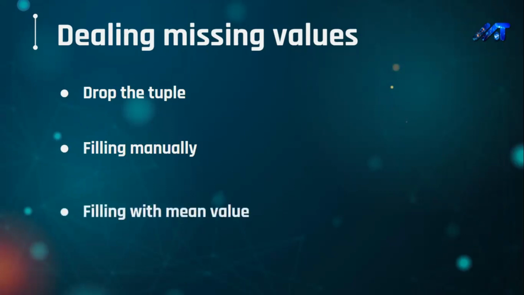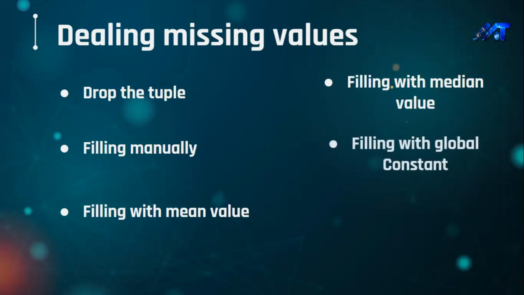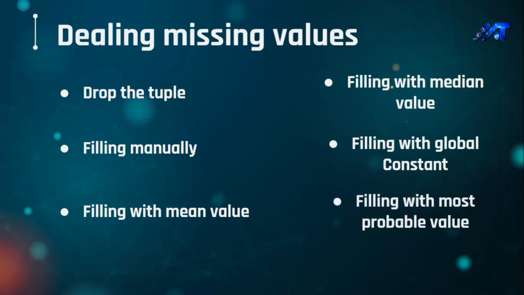The attribute's mean value can be used to replace the missing value when the data set is normally distributed, whereas in the case of non-normal distribution, the median value of the attribute can be used. We might fill the missing values with a global constant. While using regression or decision tree algorithms, the missing value can be replaced by the most probable value.